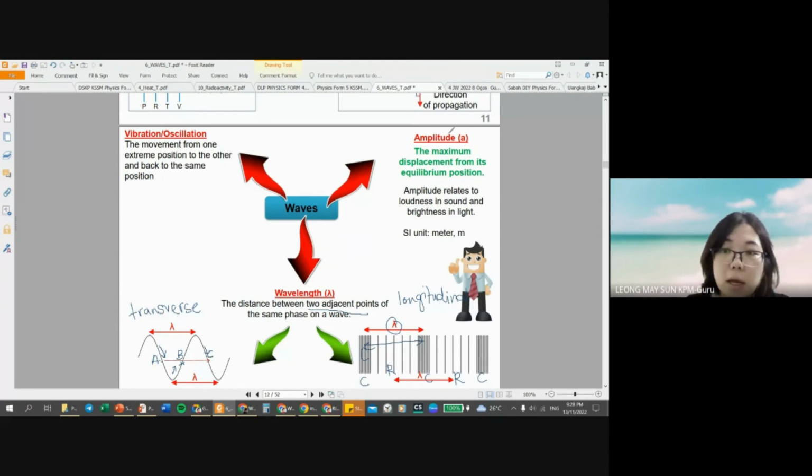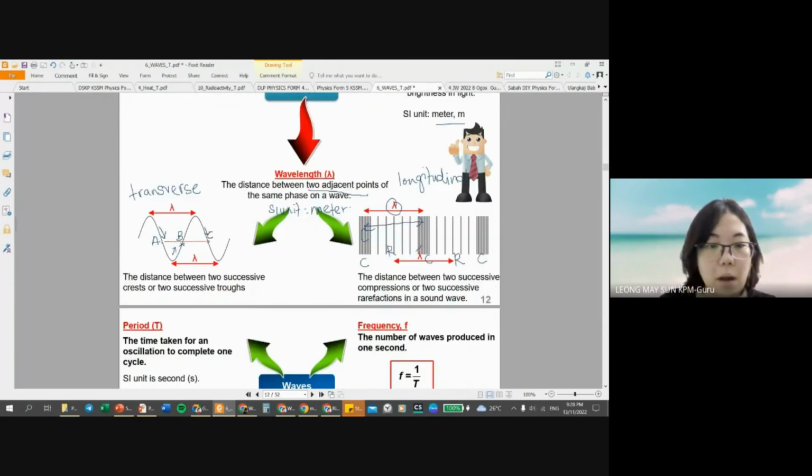So here, amplitude is the maximum displacement from equilibrium position, SI unit meter. Wavelength is the distance between two adjacent points of the same phase on a wave, and it also has an SI unit of meter. This is not written here, but if I'm not wrong, it's inside your textbook. So amplitude and the wavelength for now.